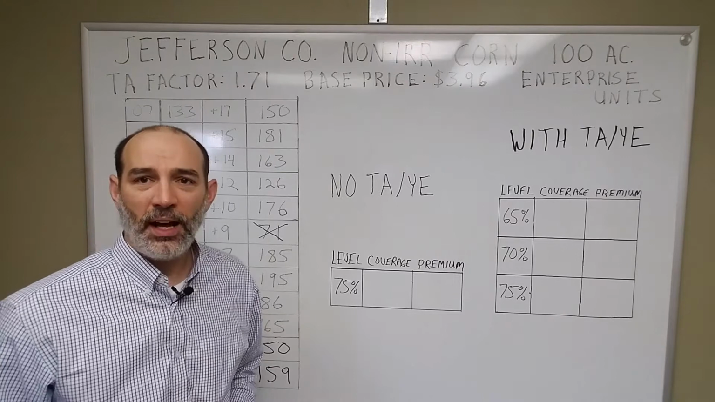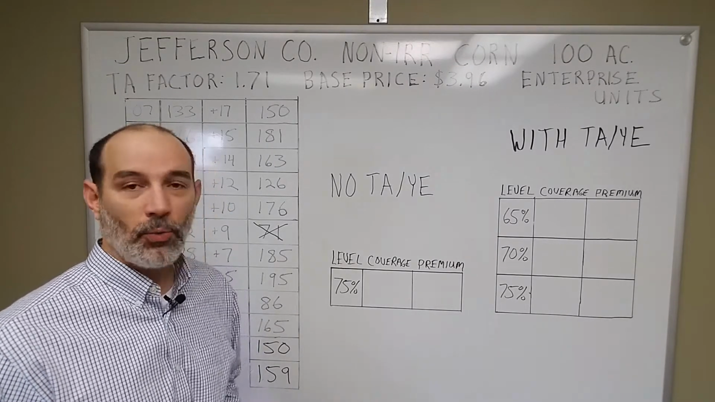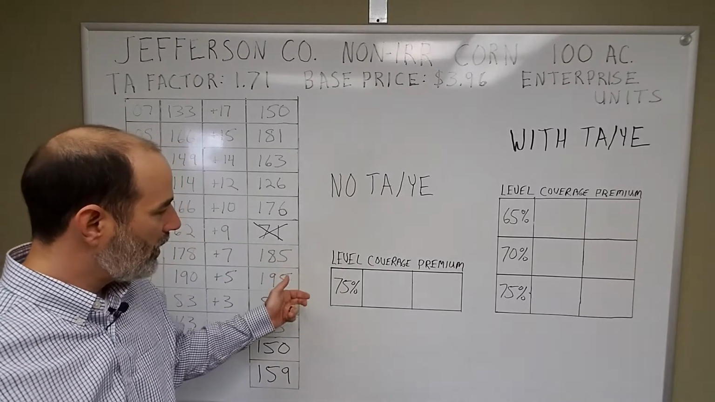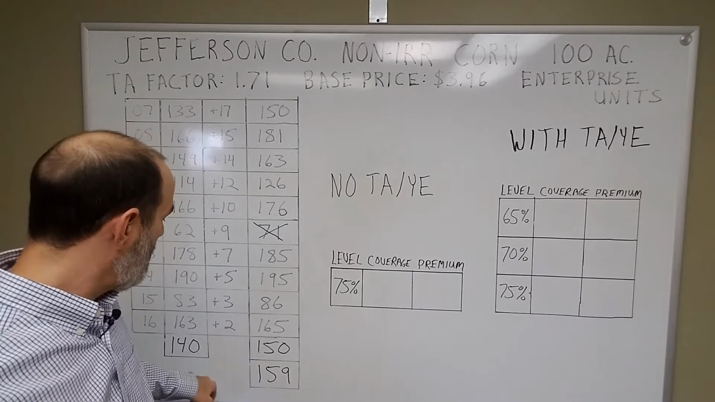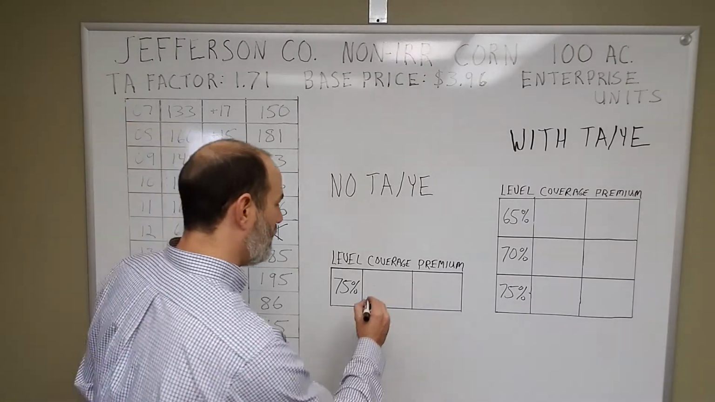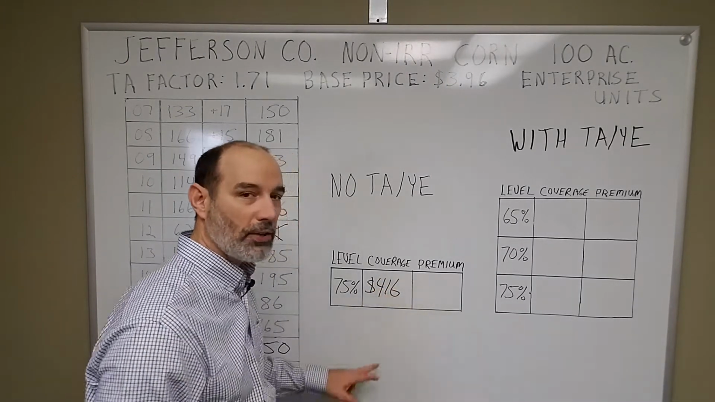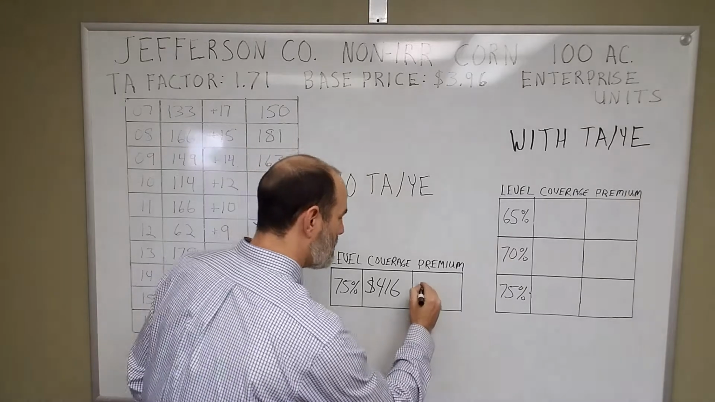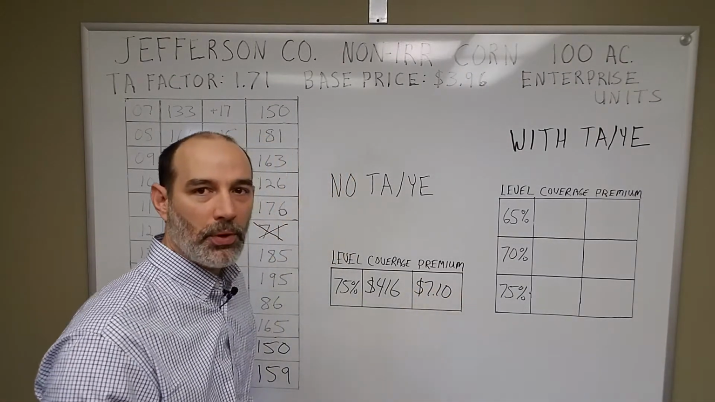So that's great. Obviously now we want to know how much is that going to cost me and is it worth doing? So we're going to assume in this example that initially you had been carrying 75% coverage with the 140 bushel APH situation. That would give you $416 per acre of coverage and would be costing you $7.10 per acre in premium.